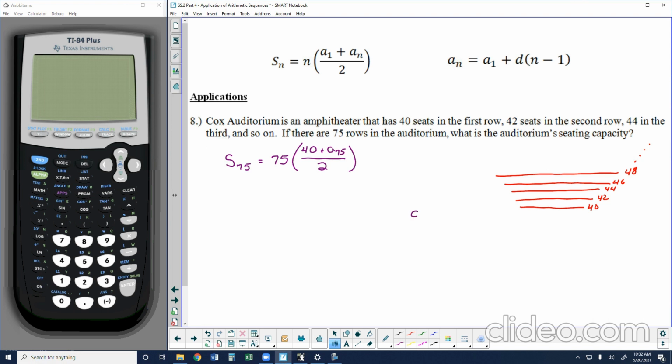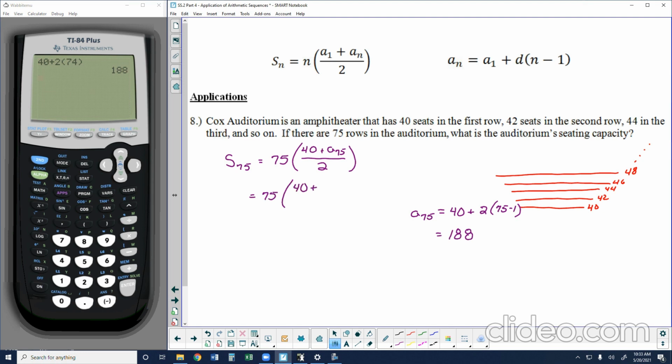So a of 75 can be found by taking the first term, 40, plus the difference, and we can see that the difference is a positive 2. The length of the row is increasing by 2 seats each time, times n minus 1, or 75 minus 1. And we can evaluate this expression. So 40 plus 2 times 74 would be 188. So in the 75th row, there are going to be 188 seats.